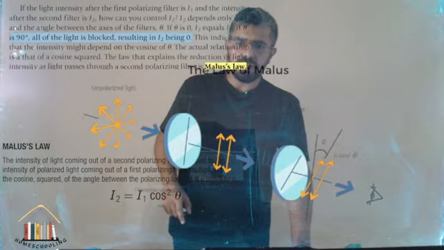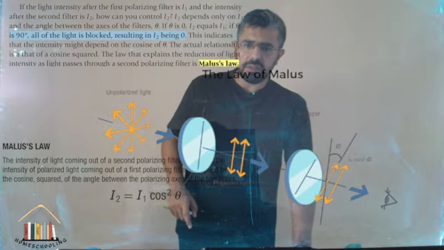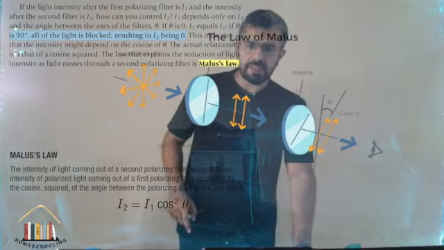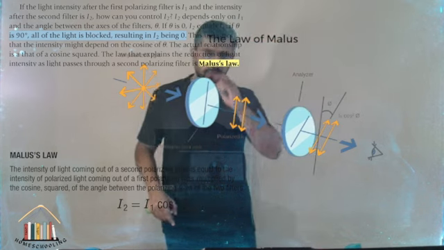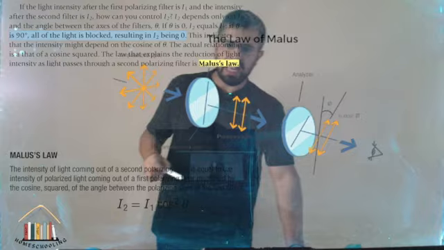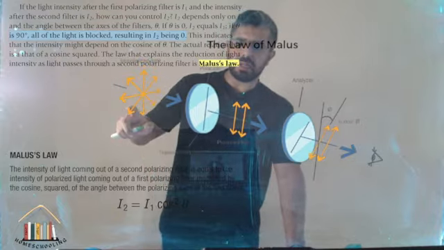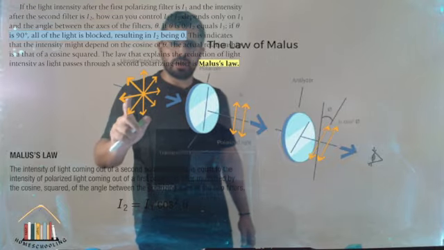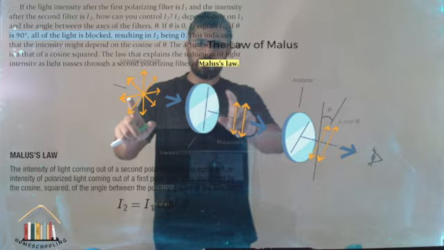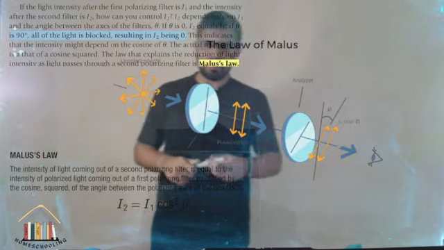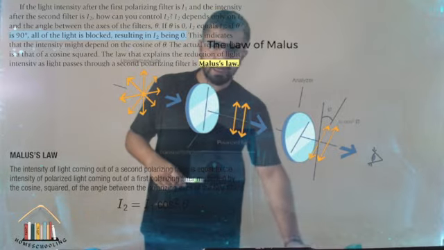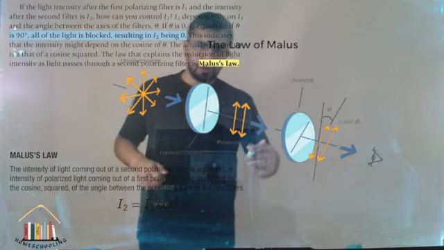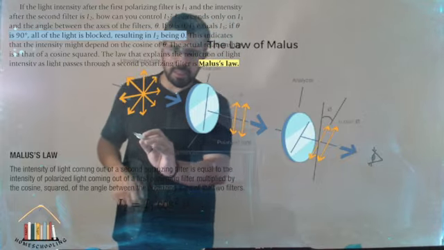Okay, what if the two axes are not perpendicular? What will happen in this case? We have angles. So let's start the scenario from the beginning. We have non-polarized light going in all directions. It passes through the first polarizer, let's call it I1. Here the light is polarized because the axis is vertical. And here is I0.